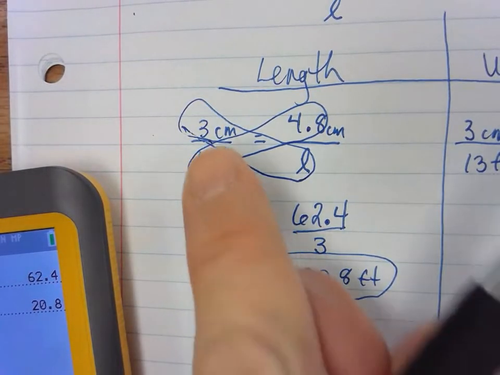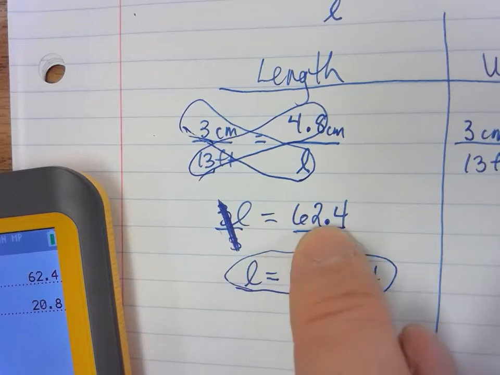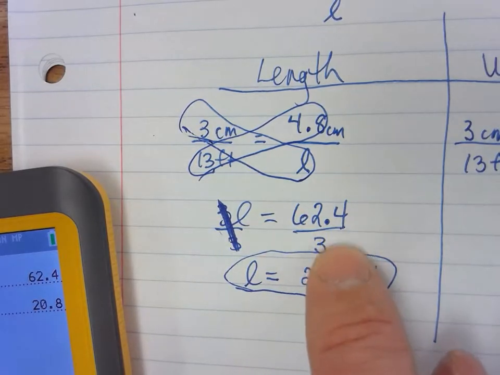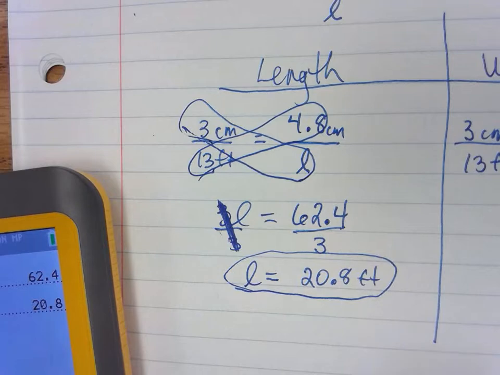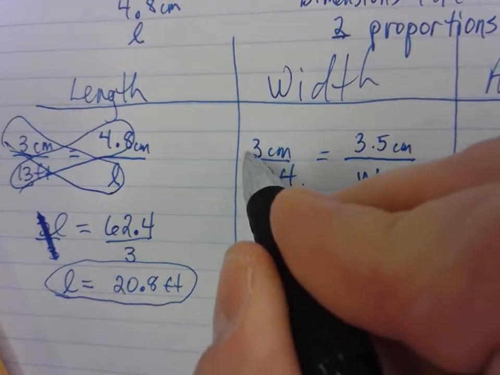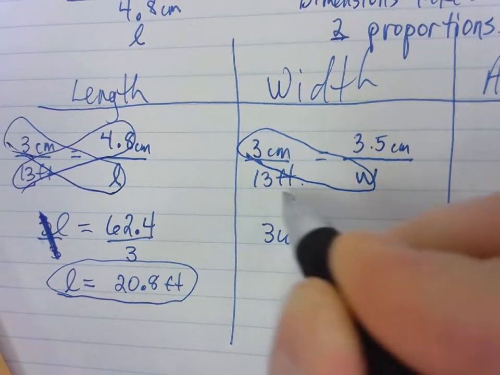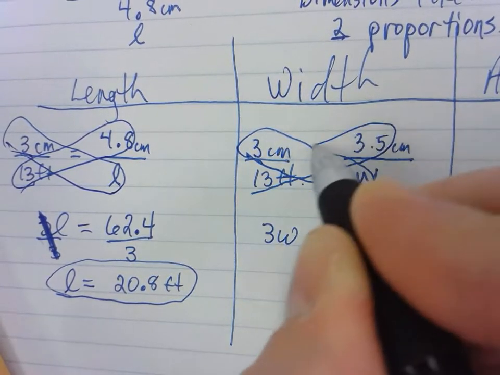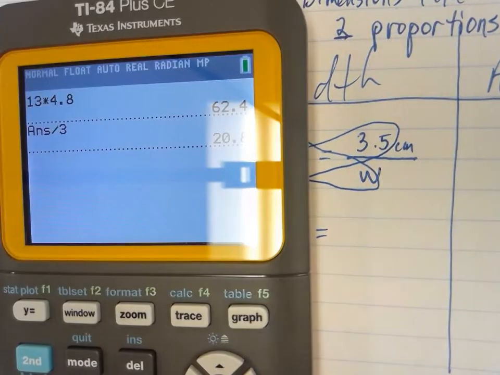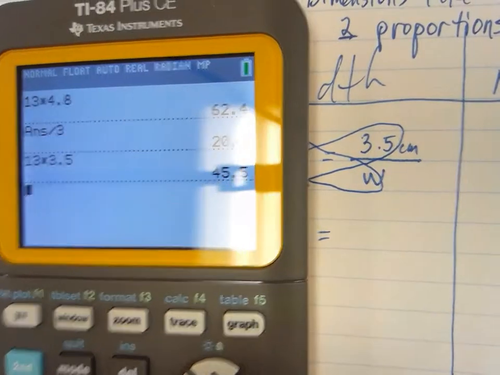All right, so I set up my proportion, used cross products, which means I end up dividing by 3, and that 62.4 divided by 3 means the length is 20.8 feet. Now we're going to come over here and do the one for the width. Same kind of thing, okay? 3 times W is 3W, and I got to do 13 times 3.5. So 13 times 3.5 is 45.5.